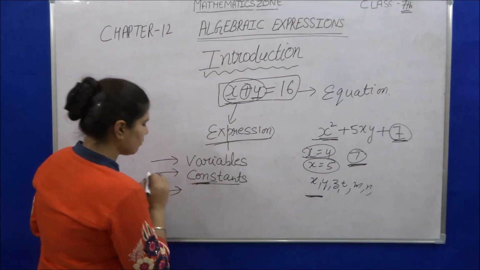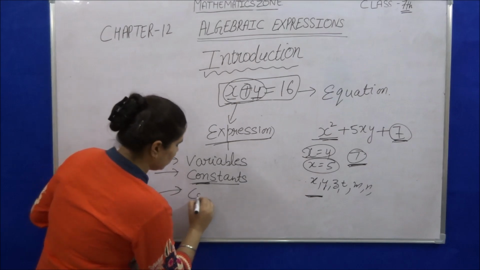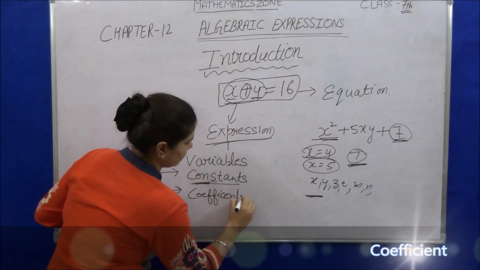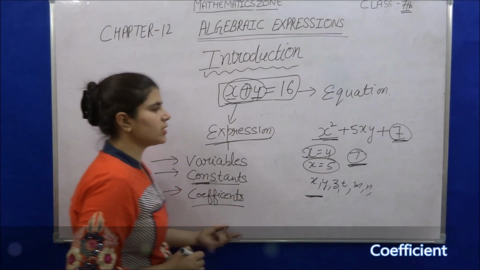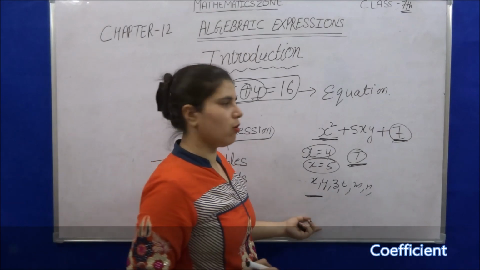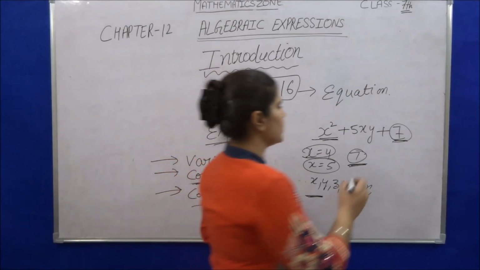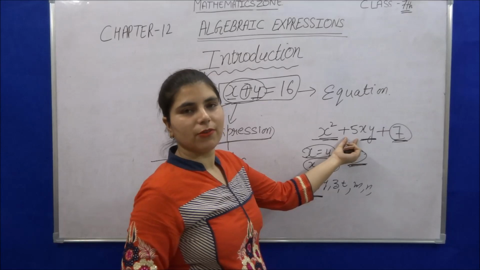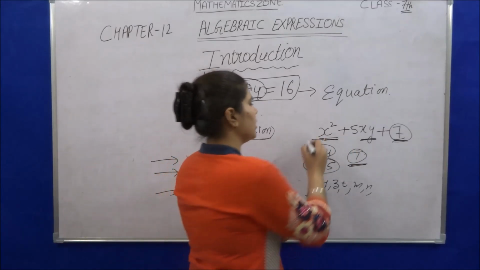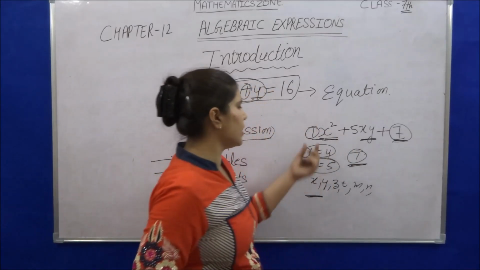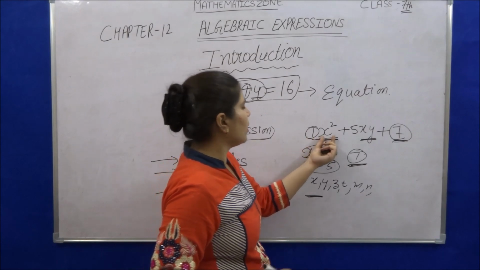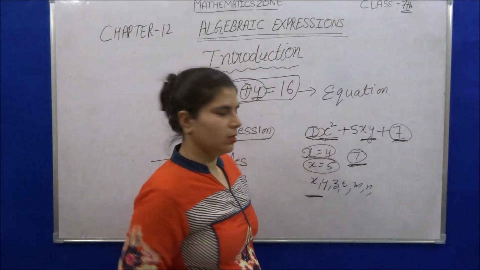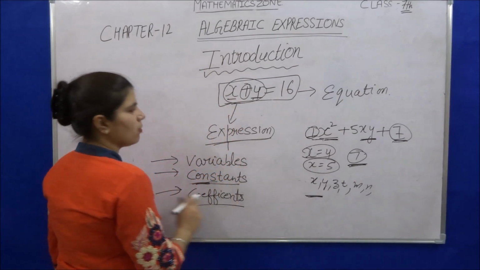Now next is coefficients. Coefficients are generally the numeric value multiplying the variables. For example, here the coefficient of xy is 5. For the coefficient of x square, if nothing is given to us, it is a multiple of x square, so the coefficient of x square is 1. So these are the coefficients.